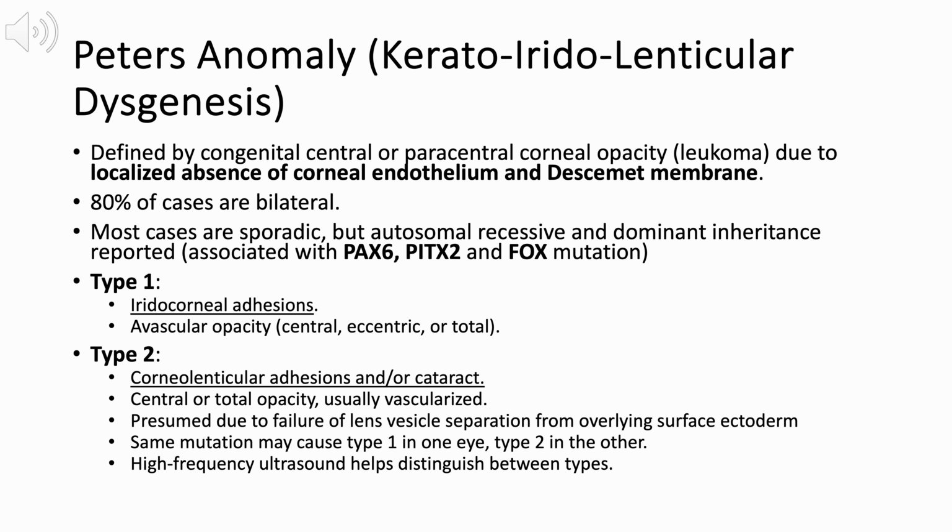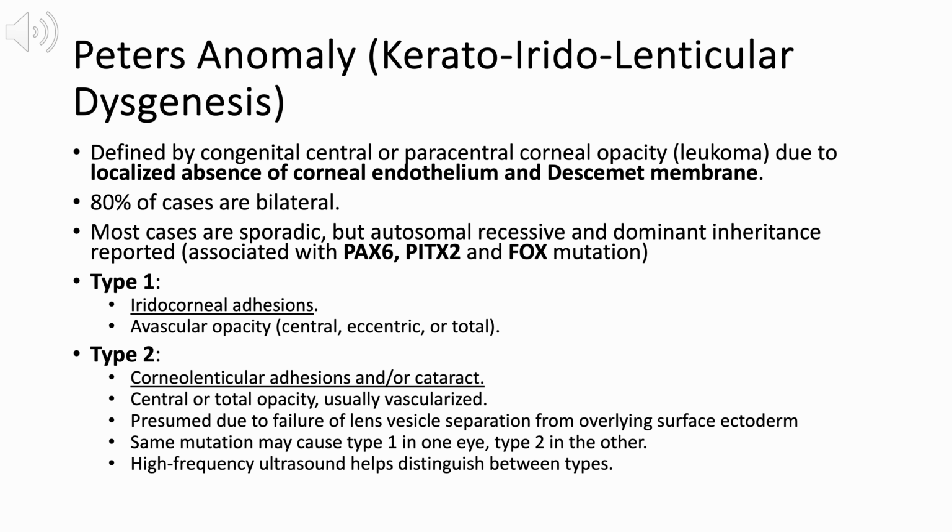Now we'll discuss Peters anomaly, another anterior segment dysgenesis. Peters anomaly is a congenital condition characterized by central or paracentral corneal opacity, also known as leukoma. This results from a localized absence of the corneal endothelium and Descemet's membrane. Around 80% of cases are bilateral. While most instances are sporadic, both autosomal recessive and dominant patterns have been reported. It is genetically linked to mutations in the PAX6, PITX2, and FOXC1 genes.